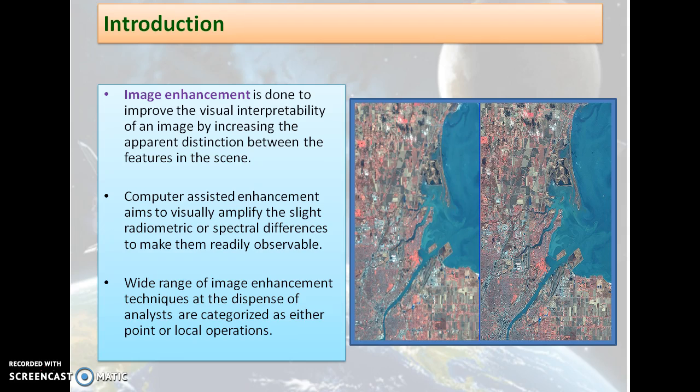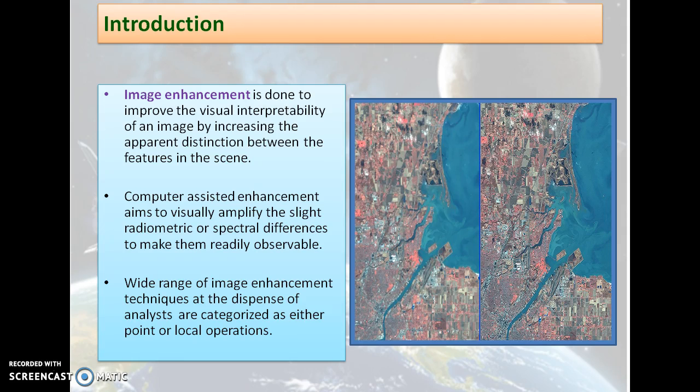Computer-assisted enhancement aims to visually increase the slight radiometric or spectral difference to make them readily observable. Therefore, one of the aims of image enhancement is to intensify the slight difference for better clarity of the picture or the image. And this enhances the separability and contrast between the interested class or features in the scene.